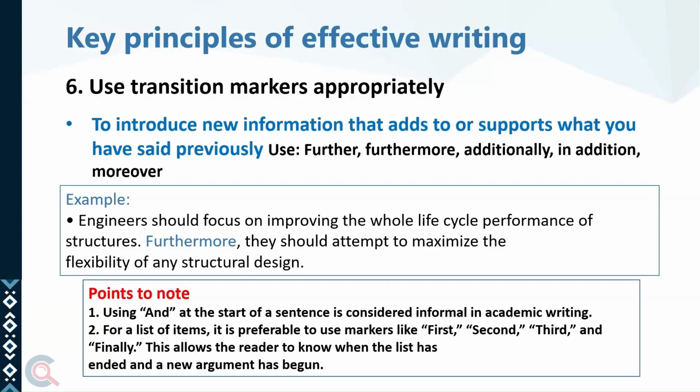And when you want to enumerate a list of items, it is preferable to use markers such as first, second, third, and finally. This is to allow your reader to know when the list has started and when it has ended, and when a new argument has begun. This is very important for clarity in your write-up.